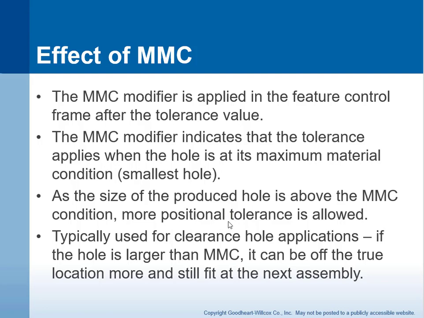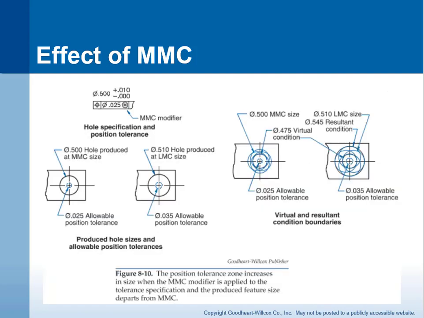The whole idea there is if it fits at the maximum material condition, it will fit even better as the part deviates from the maximum material condition. So essentially you get more position tolerance as the hole deviates from the maximum material condition. These are typically used for clearance hole applications. If the hole is larger than MMC, it can be off the true location by more and still fit in the next assembly. Here's some cartoons of what that means.